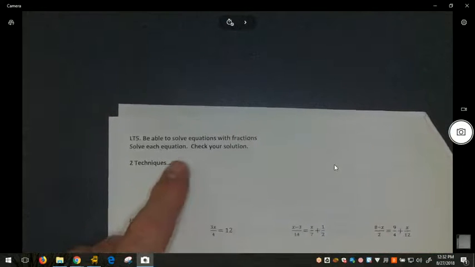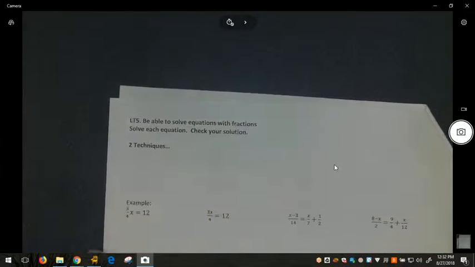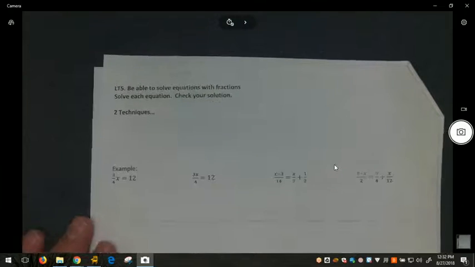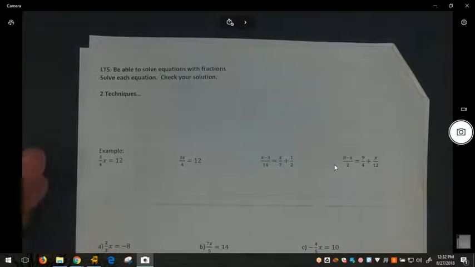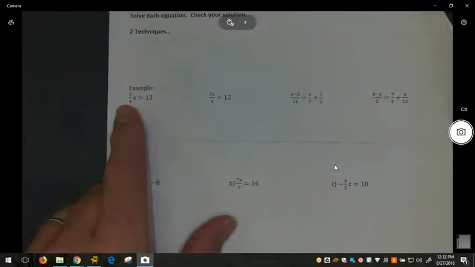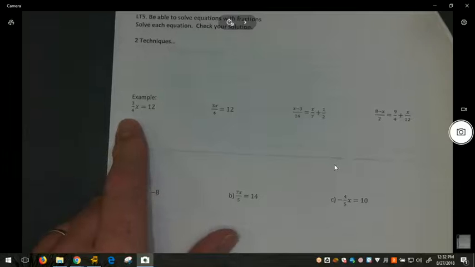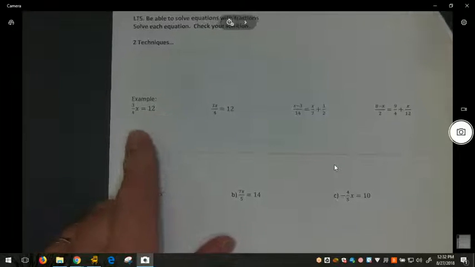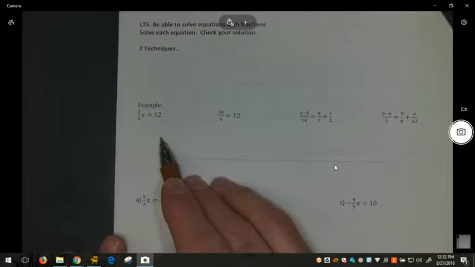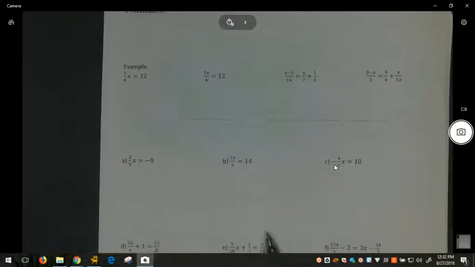What we're going to be looking at is being able to solve with fractions. There are actually two techniques, and it depends on how many fractions there are in the equation. We saw before that if there was only one fraction in the equation, we could undo all the operations around it.